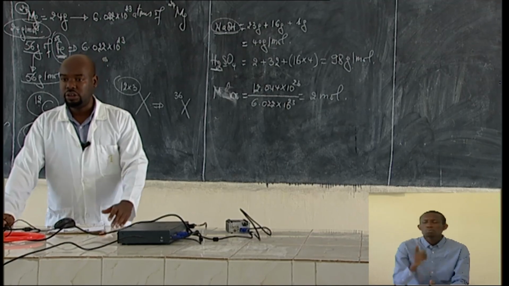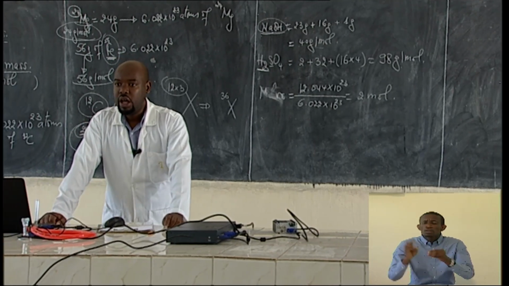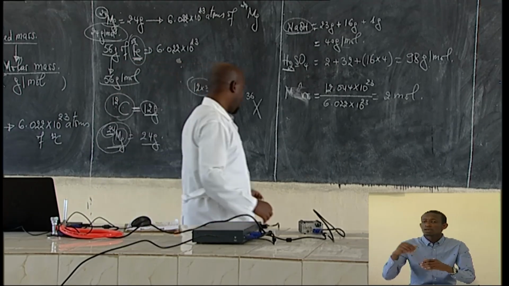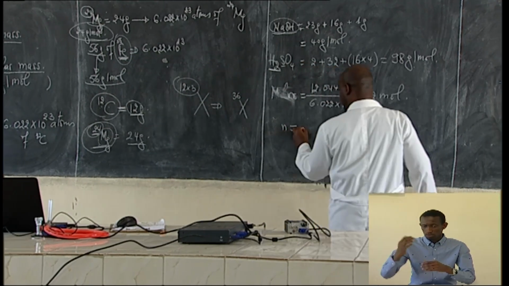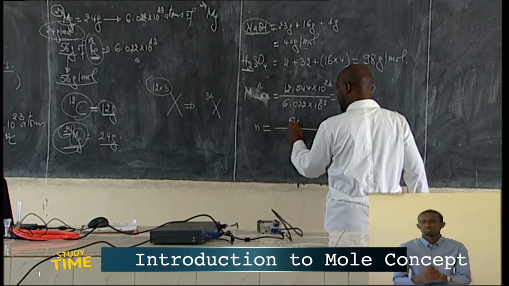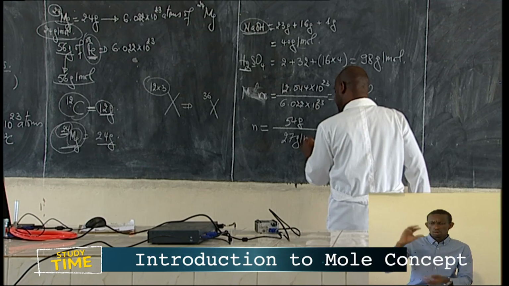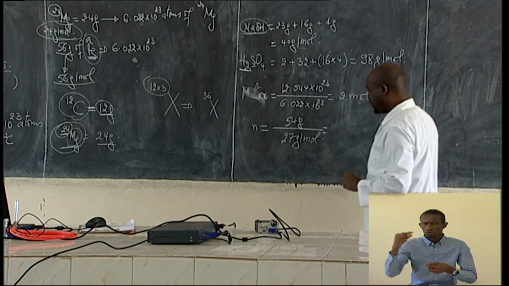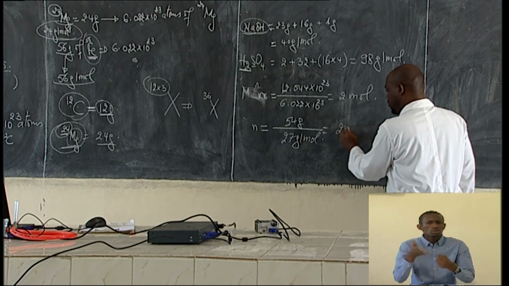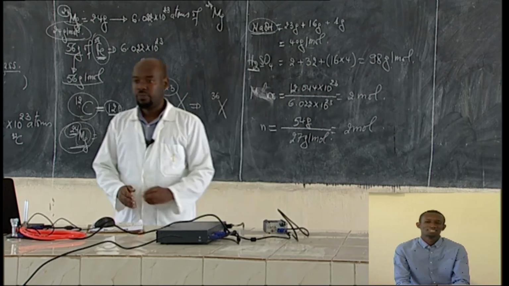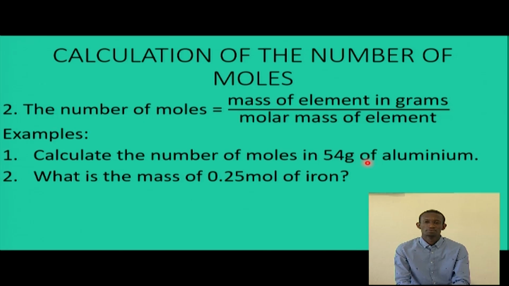Calculating the number of moles, second example. Calculate the number of moles in 54 grams of aluminium. How do we do it? We have the mass, so it is 54 grams over the molar mass, which is 27 grams per mole. And you get still 2 moles. And for the second, it is very simple. You will apply the formula and work it out.